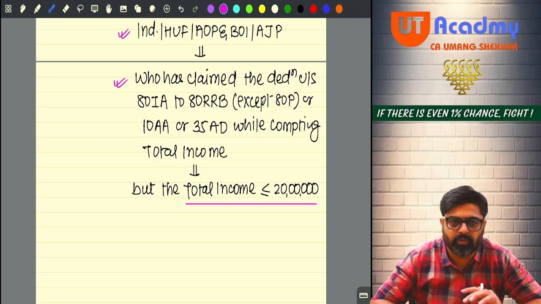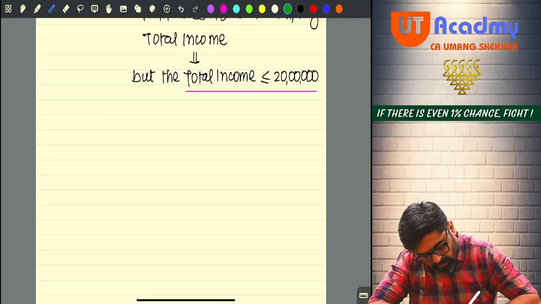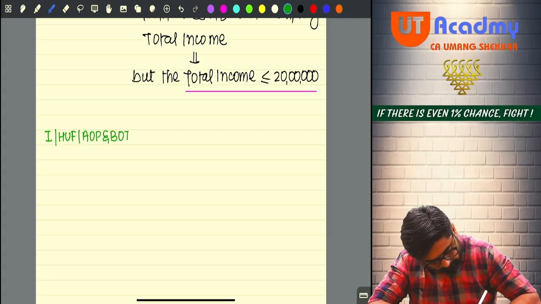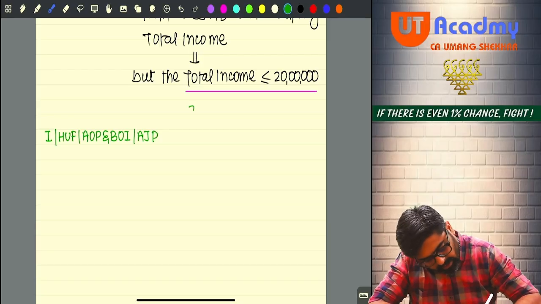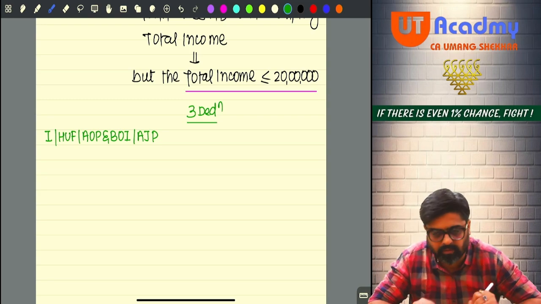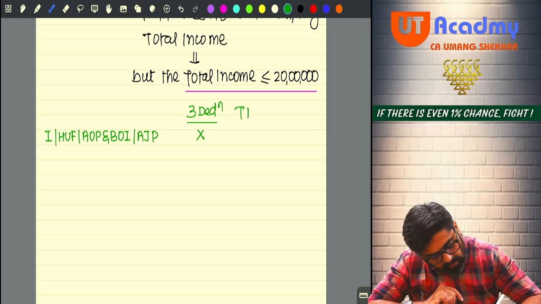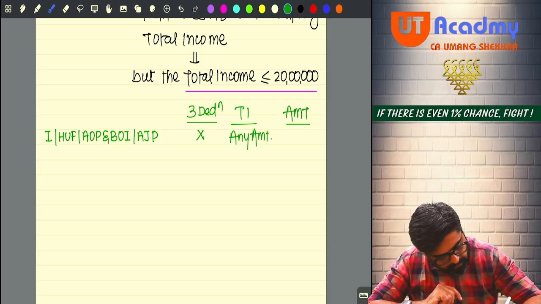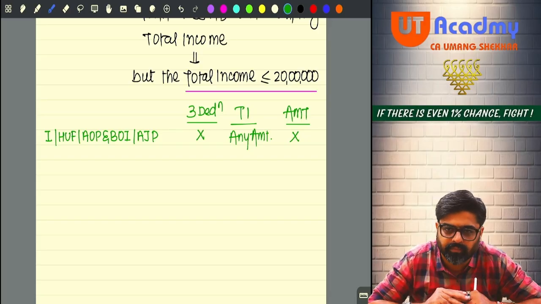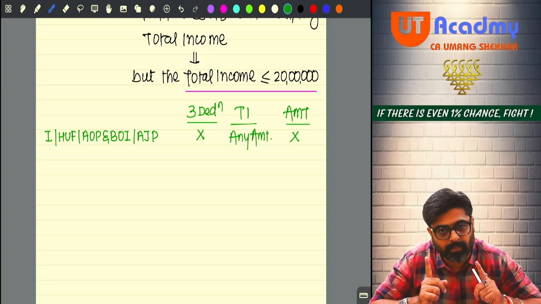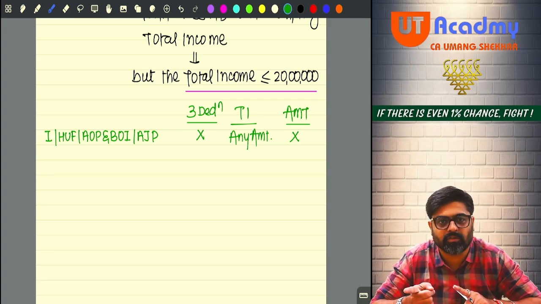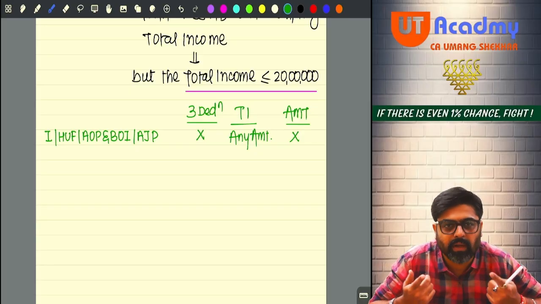What if you are an individual, HUF, AOP, BOI, AJP? Okay, I am writing about these assessees. You are an individual, HUF, AOP and BOI or AJP. These three deductions which are mentioned above, yes or no? You have not claimed these three deductions only. Then whatever is your total income, any amount, AMT provisions will not be applicable for you because you have not claimed these three deductions. In order to apply AMT provisions, it is necessary that you have claimed any of these three deductions while calculating your total income. Have you claimed any of these three deductions? No.